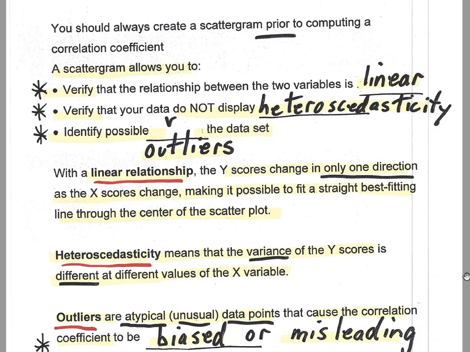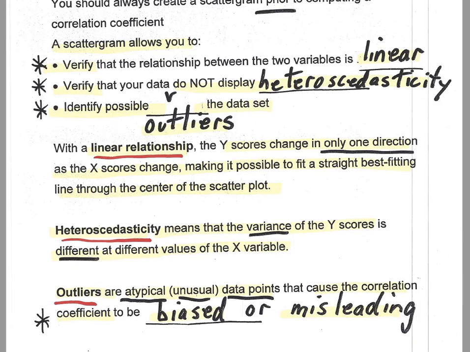And finally, here is the serious bad boy of statistics, outliers. Outliers are atypical, unusual data points. They cause the correlation coefficient to be biased or misleading. Outliers are almost always bad news. Outliers can be humiliating. If you publish some article, didn't realize the results you got were actually totally due to outliers, and later have to print a retraction. So we'll see what outliers look like. What's important about them is they can cause the correlation coefficient to be biased or misleading.